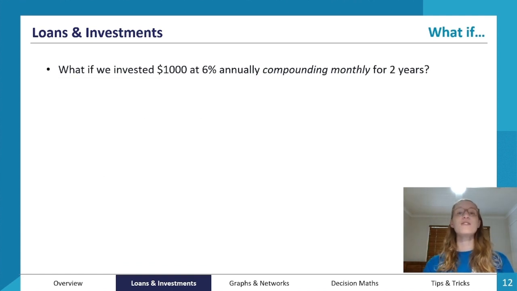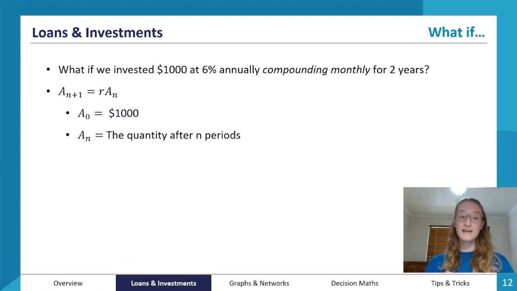Okay, so now we're going to have a look at another scenario. What if we invested $1,000 at 6% per annum, but what if it compounded monthly? So before we had yearly compounding, so our loan or investment only compounded once a year. Here we're talking about an investment, but now we're looking at a scenario where it actually compounded monthly. So again, we'll take the same formula. We have the same starting point and the same end goal. We want to find out how much money we're going to have in our investment after 2 whole years.